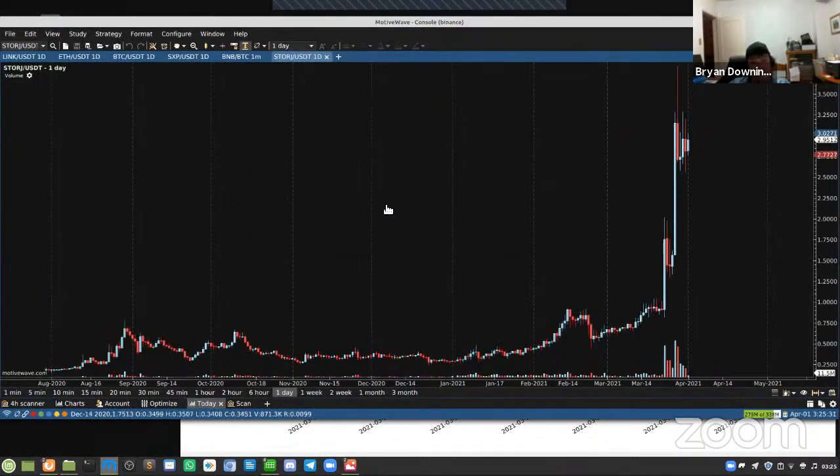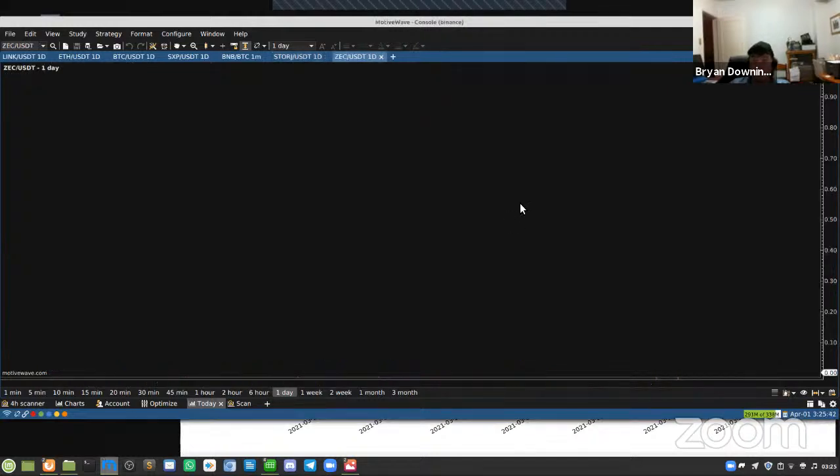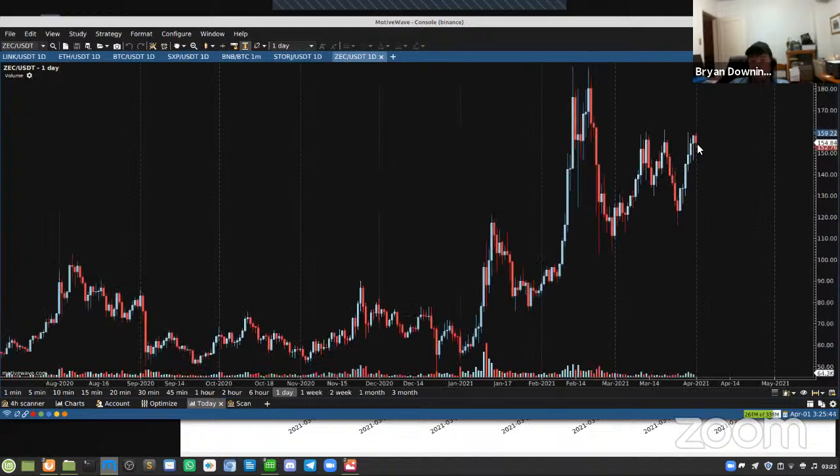Next one, we're looking at Zed Cash. This one had a 72% win ratio out of 11. That looked good there too.